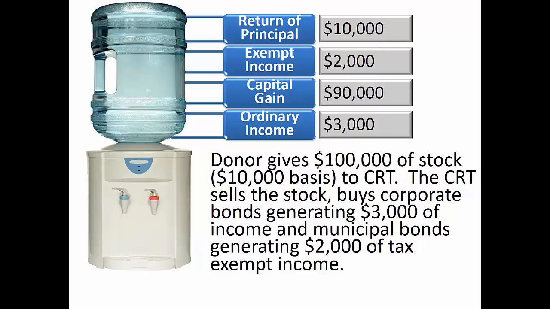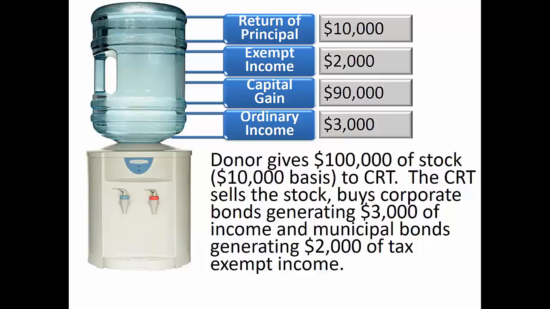Suppose a donor gives $100,000 of stock, which she initially purchased for $10,000, to a charitable remainder trust. After receiving the stock, the charitable remainder trust trustee sells the stock for $100,000 and buys corporate and municipal bonds. During the first year of the trust, the corporate bonds generate $3,000 of income, and the municipal bonds generate $2,000 of income. Assuming that the charitable remainder trust makes annual payments, what type of assets will be included in the trust at the end of the first year when the first payment is about to be made?